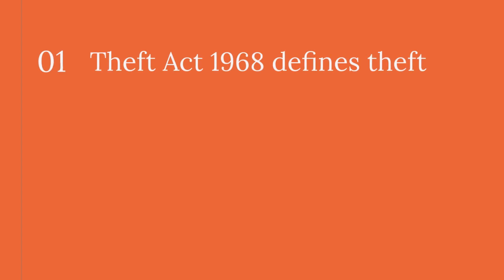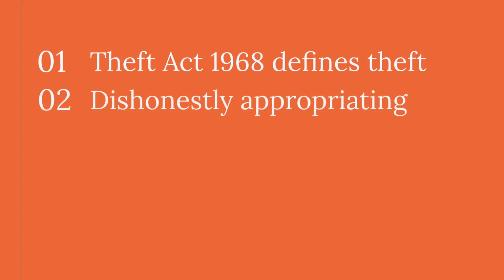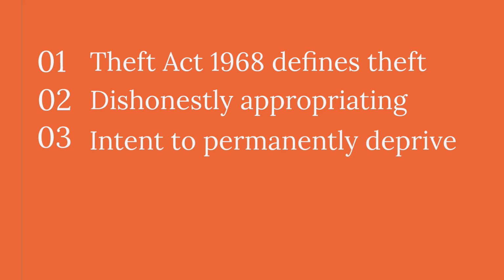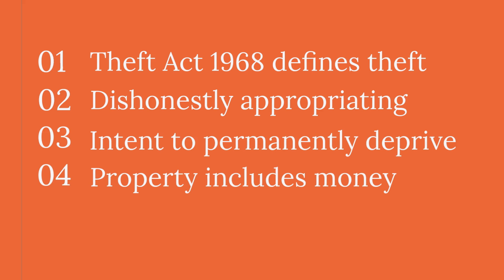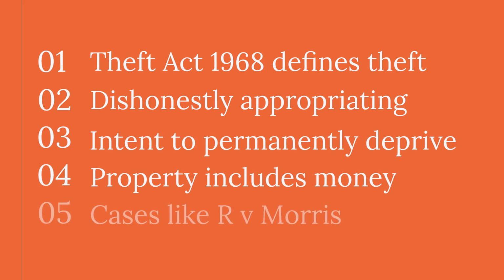Theft under the Theft Act of 1968 defines theft as dishonestly appropriating property with intent to permanently deprive. Appropriation doesn't require all rights of ownership to be assumed. Property includes money and all tangible or intangible items. It must belong to another person with possession or control. Cases like R v Morris and R v Velumyl illustrate these principles.